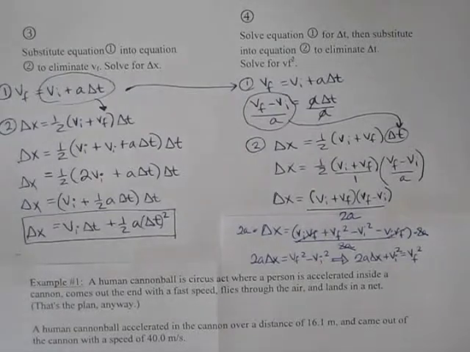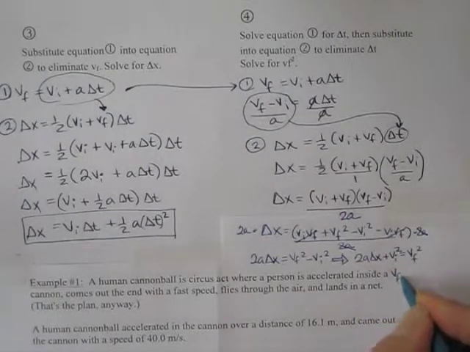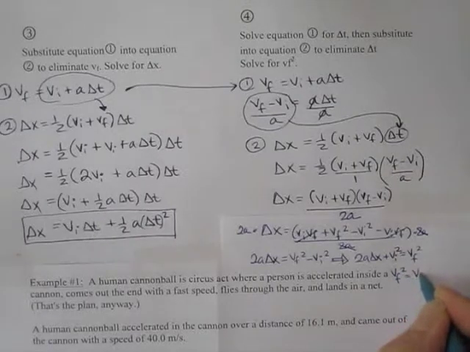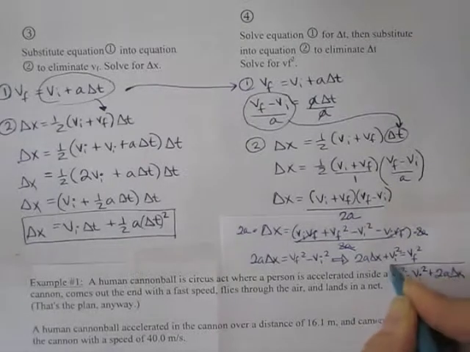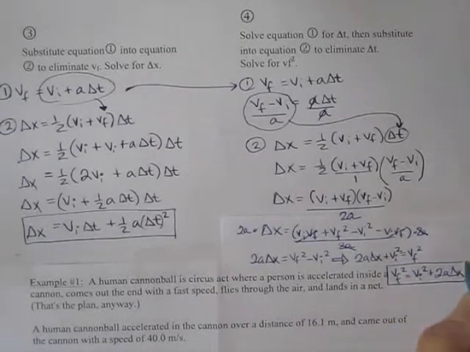And this equation is usually written just flipped around the other way. So vf squared equals vi squared plus 2a delta x. So if you see it in a book or on the equation sheet, this is what it will look like.